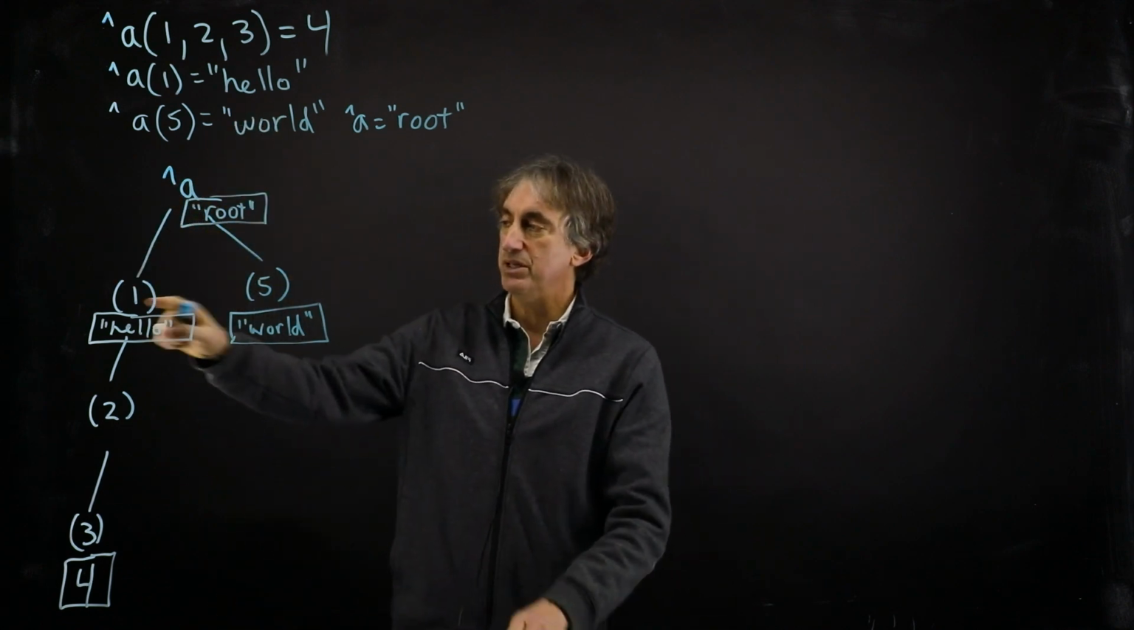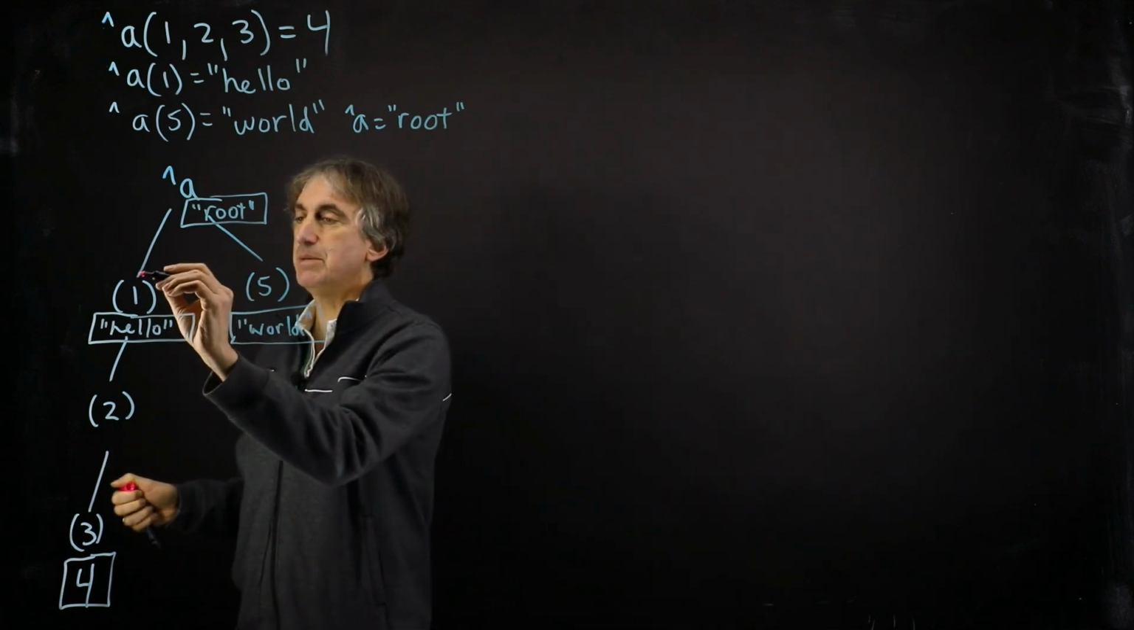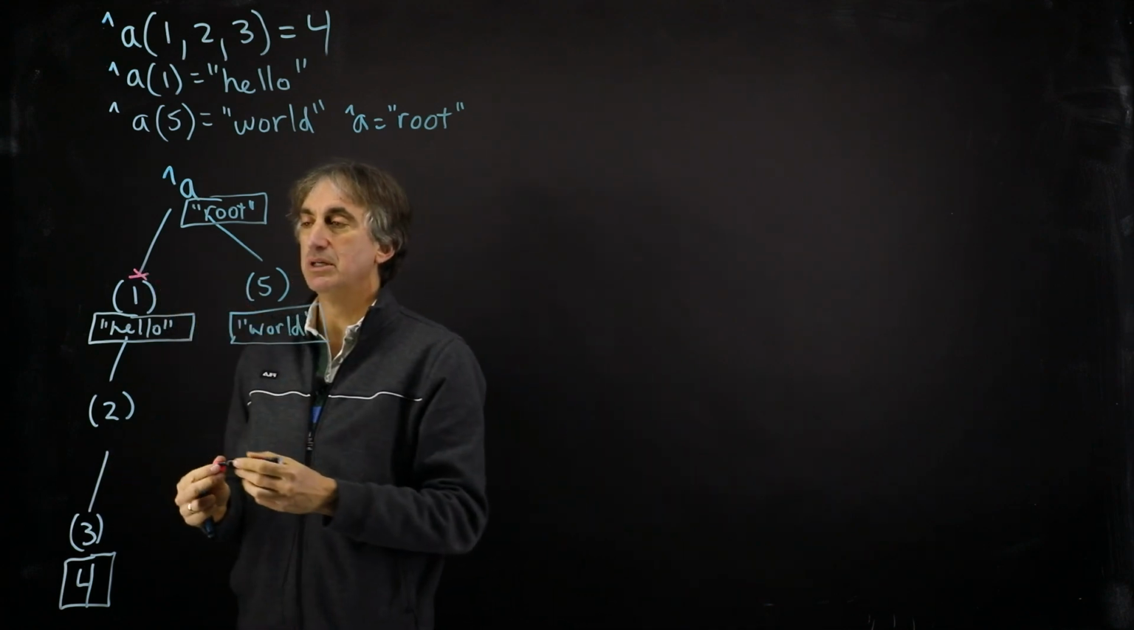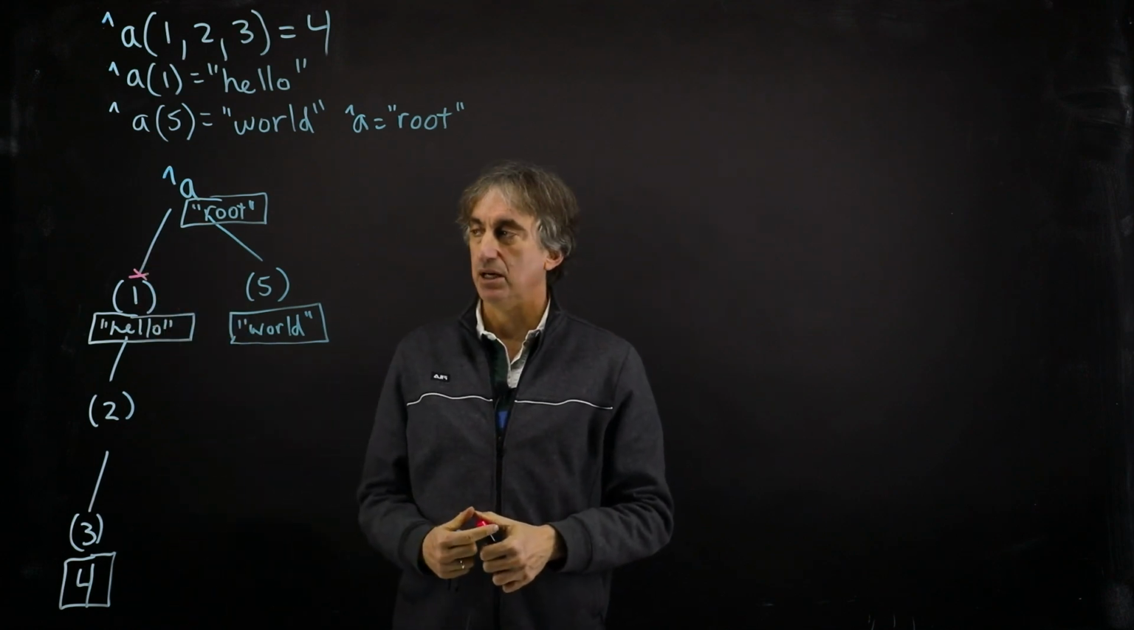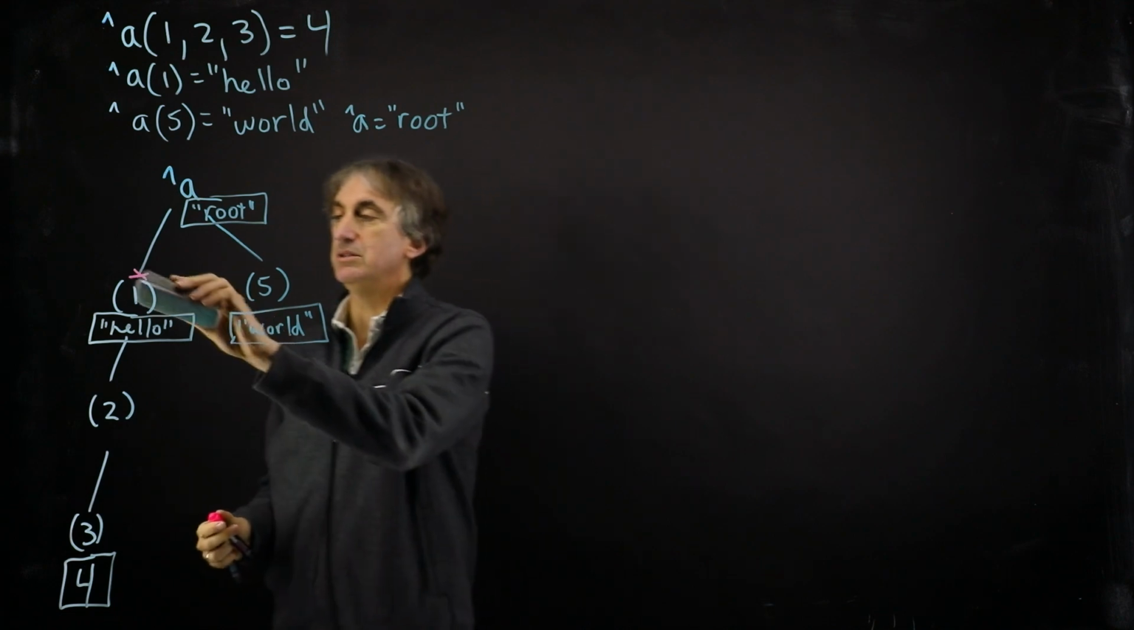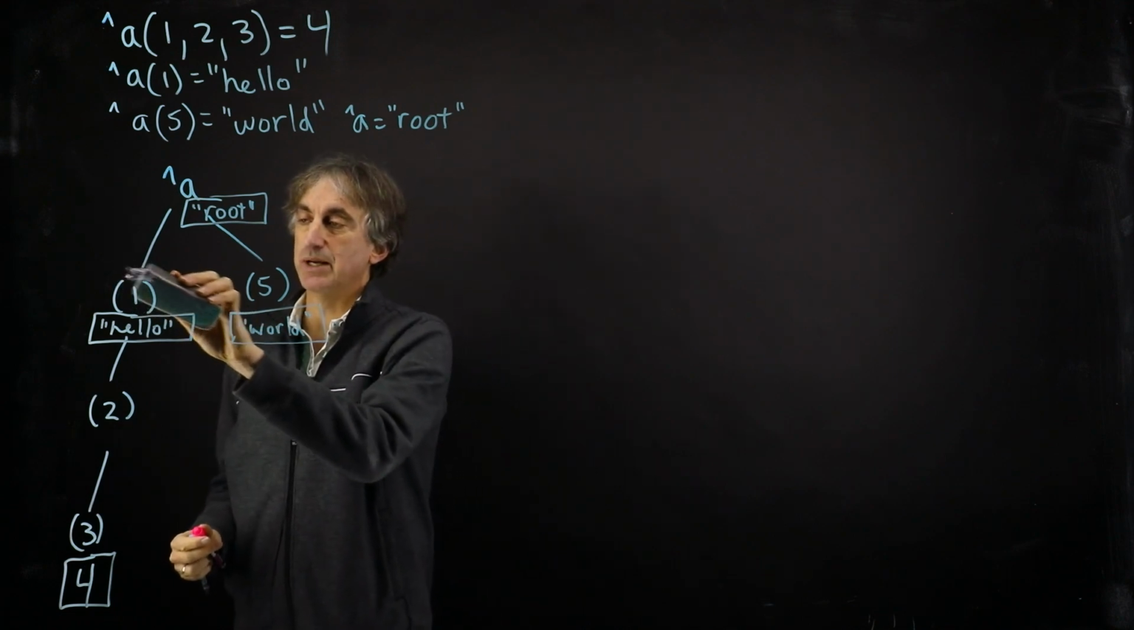But if you killed this node, it would basically snip the tree. I'll just put a little X here. It would snip the tree at that spot. That branch and all of its data would be removed. But we're not going to do that. We're going to leave that branch around.